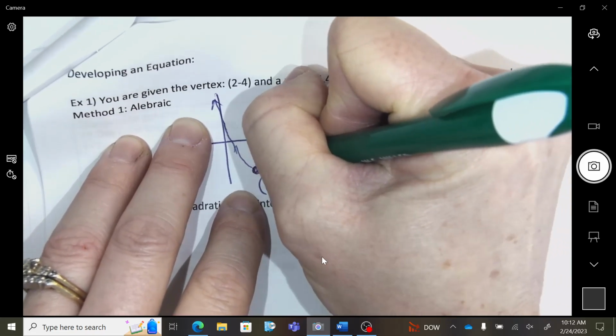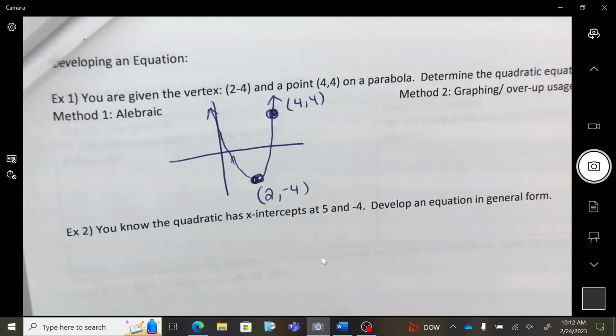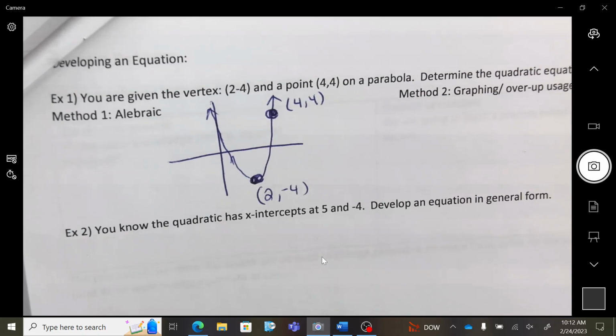So for me, I'm a visual person. I can see what that kind of looks like. If I have a vertex and then it goes through a point, it has to look upward, right? Has to go upward.